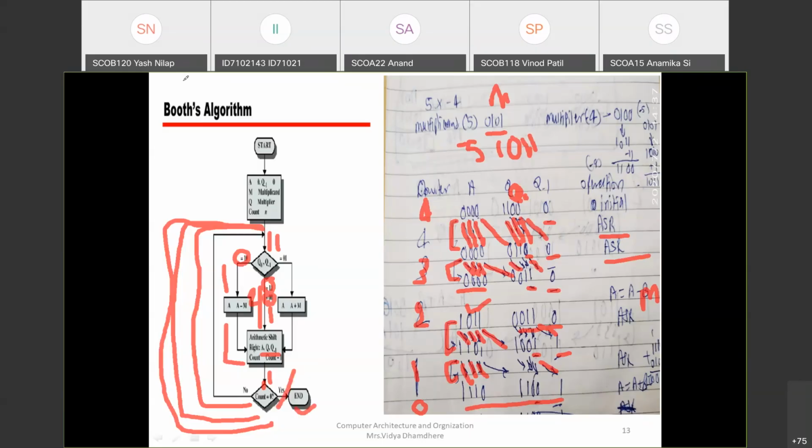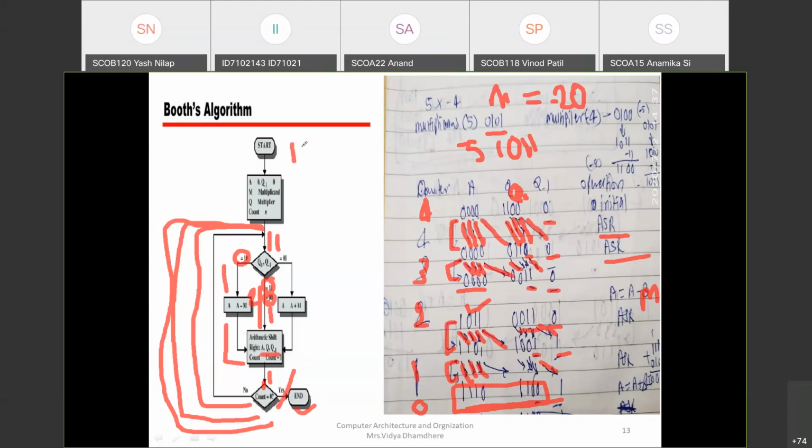Booth's algorithm says that whenever you are performing the multiplication operation with the help of this algorithm, whatever contents are in the A and Q registers will be the answer. So 5 multiplied by minus 4, sorry, we get the answer minus 20. The answer 1110 and 1100 that we are getting is in 2's complement form. If you want to verify that answer, you have to convert it into its original form.